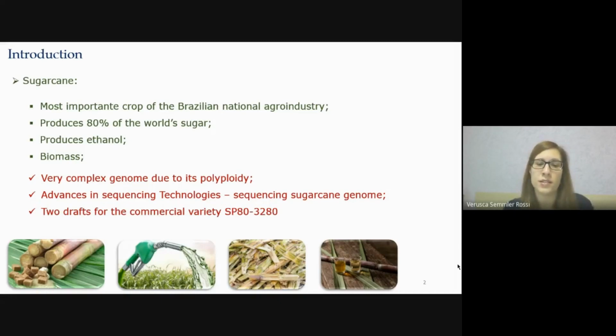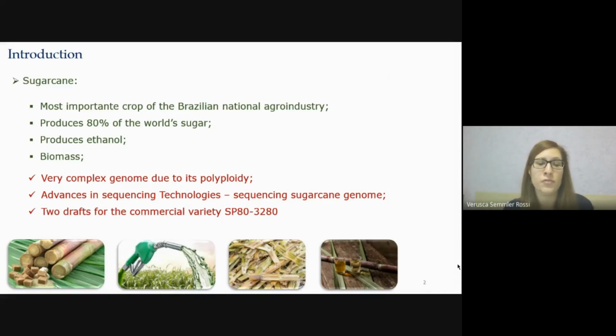With the advances in sequencing technology, it was possible to produce two drafts for the commercial variety SP80-3280, but they are not complete, but rather fragmented. These results have not been compared and integrated so far.